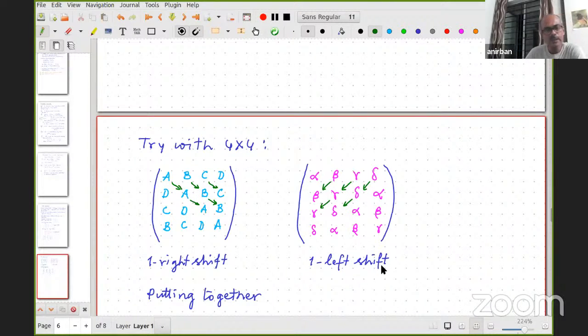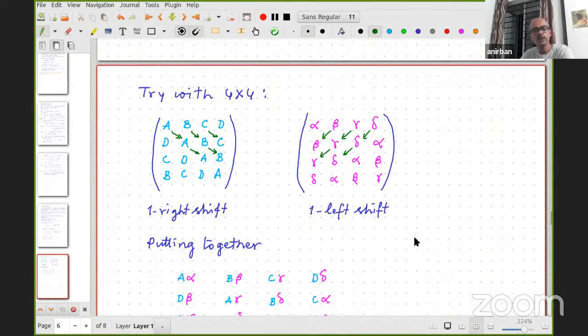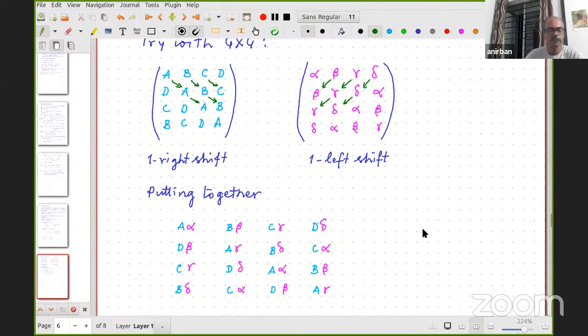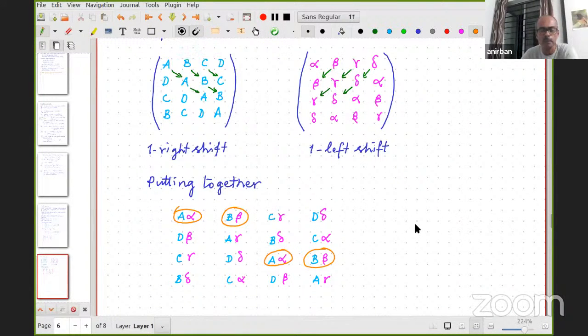So this is one right shift, one left shift, and let's put them together, just like the previous example with 3 cross 3. But now we have a problem. So the problem is here: this A alpha appears here as well as here. That's not allowed. And this kind of thing happens with many, because B delta and B beta appear there, here, and several such problems. So it doesn't solve the problem.